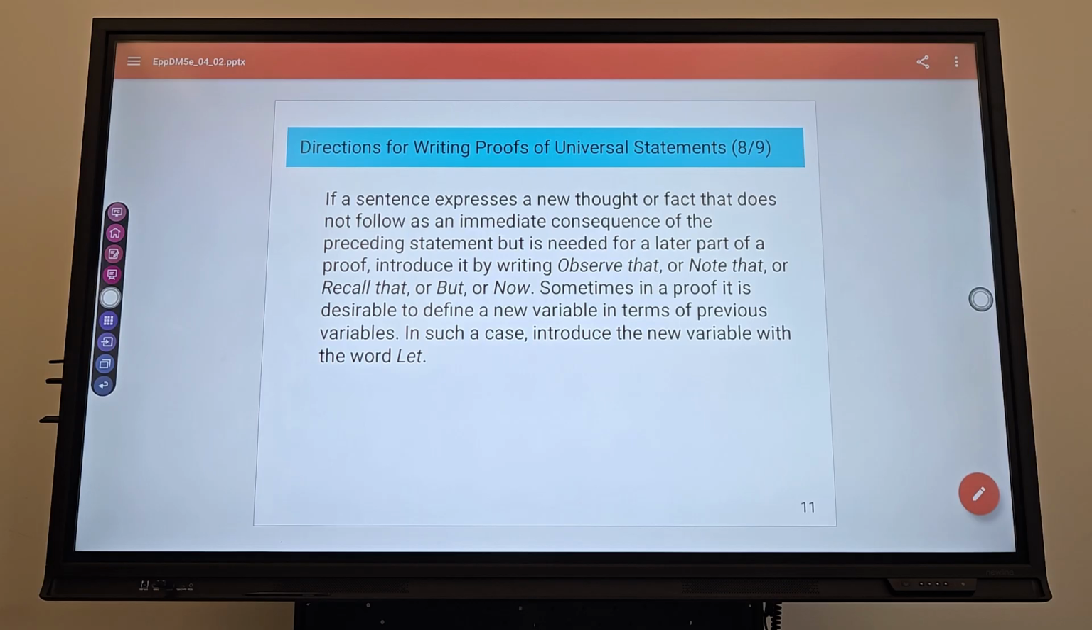If a sentence expresses a new thought or fact that does not follow as an immediate consequence of the preceding statement, but is needed for a later part of the proof, introduce it by writing, observe that, or note that, or recall that. Sometimes in a proof it is desirable to define a new variable in terms of previous variables. In such a case, introduce the new variable with the word let.